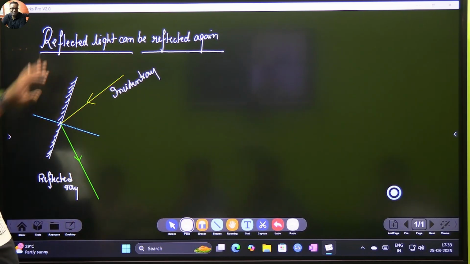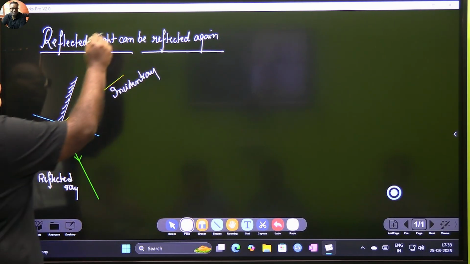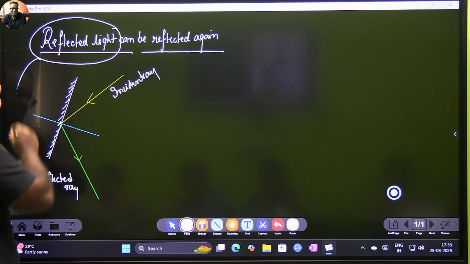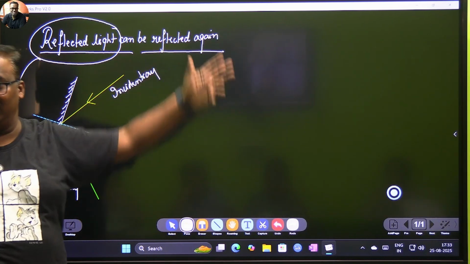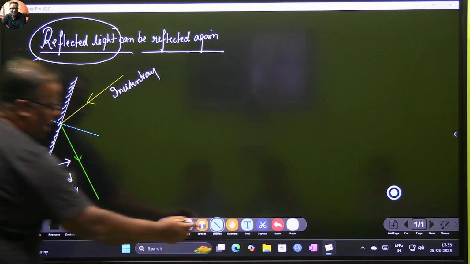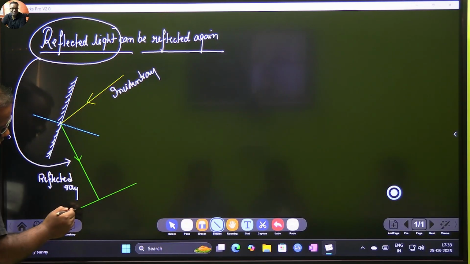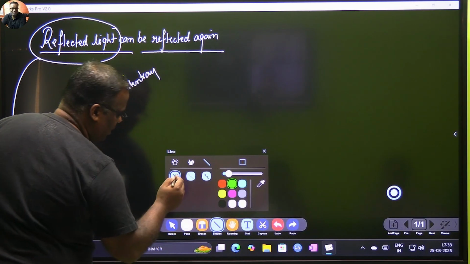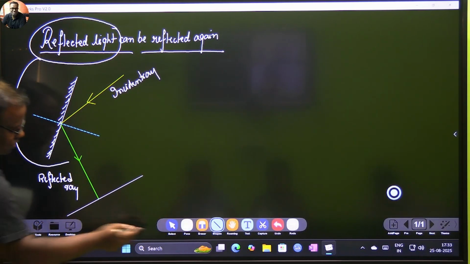What we are studying here is that reflected light can be reflected again. So when you talk about this reflected light, it is actually this portion, okay? Now, it can be reflected again. This is what we are trying to study. So say, suppose I have another reflective surface out here, and this is my second reflective surface, okay? I have another reflective surface in this manner.